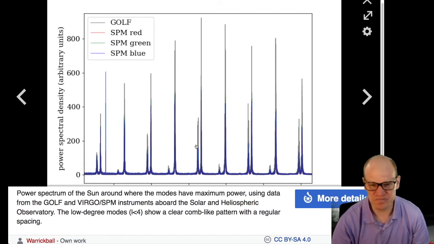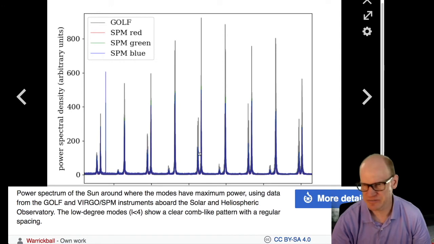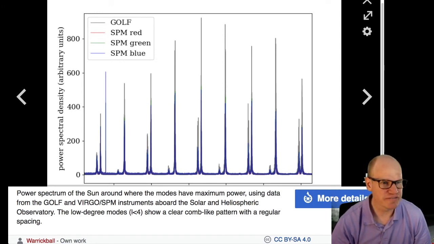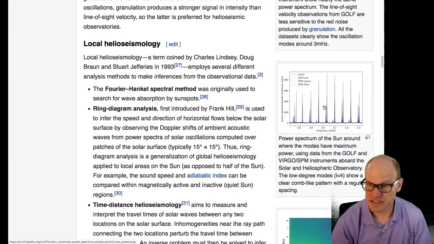I don't recall exactly the physics that describes these. That'll have to be for a different stream. I'll have to go back and research the different kinds of oscillation modes that you get.